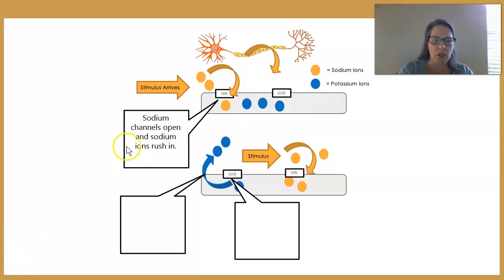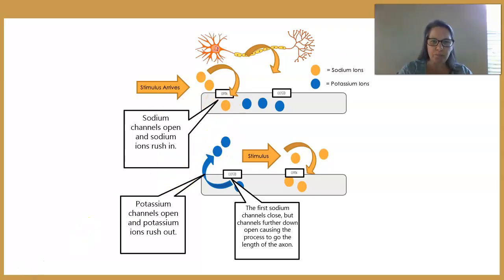Our signal is coming in. It came in through the dendrites and it's traveling down the axon. Those sodium channels open up and the sodium ions rush in. Then our potassium ions say, wait, no, I don't want to mix with you, so they decide that they are going to rush out. Now we have sodium inside and potassium on the outside.